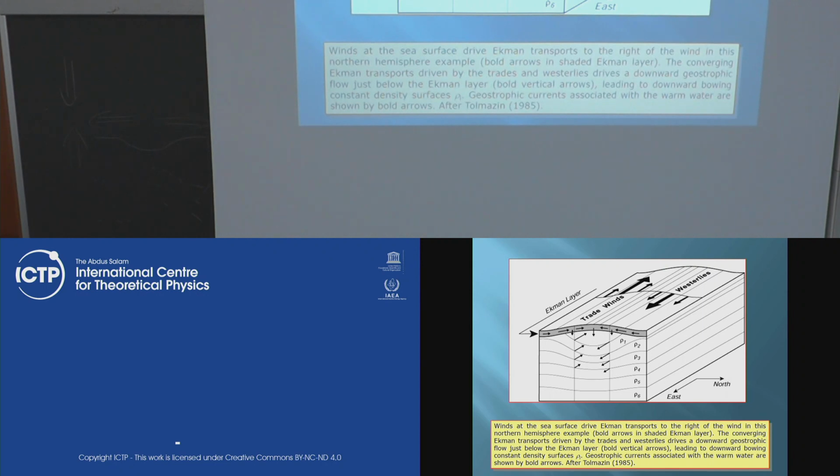Good. Have a good lunch. Where do you eat? Here? In ICTP. Good. They cook well. You like it? No.